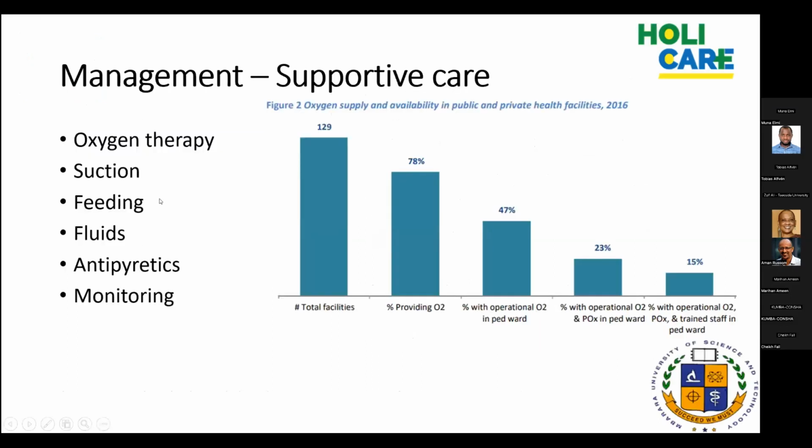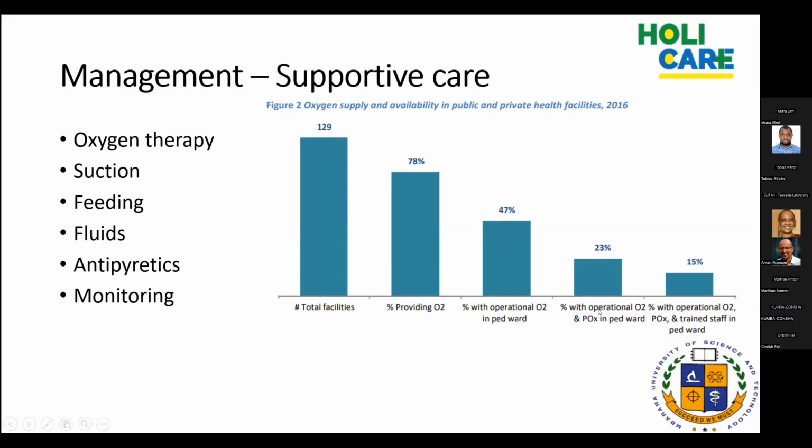The other part of care is really supportive: oxygen therapy, suction, feeding, fluids, antibiotics, monitoring. All these are part of the care, but are not necessarily always available to all those who need them. For example, this was a survey by the Ministry of Health in 2016 to look at oxygen availability at private and public health facilities in the country. They surveyed 129 facilities and found that there was some capacity in 78% of them to provide oxygen, but those who had oxygen on their pediatric wards were only 47%.